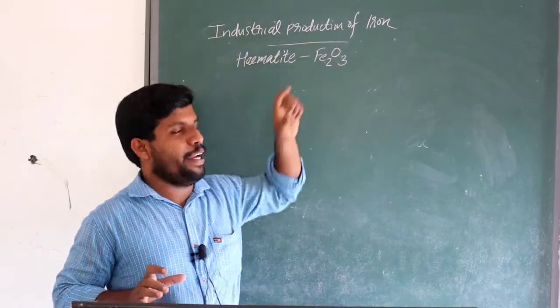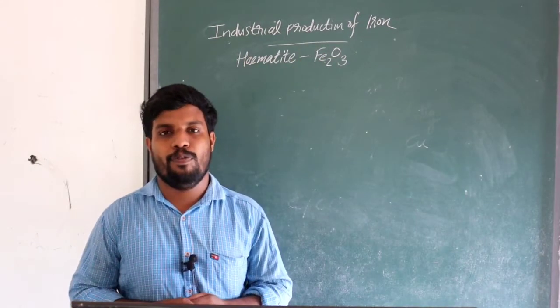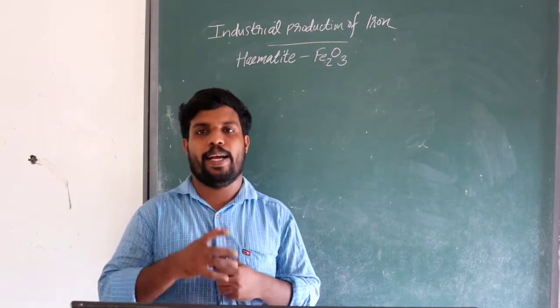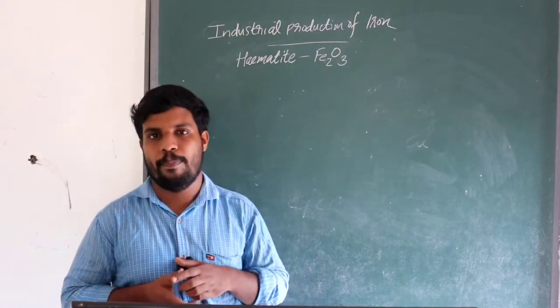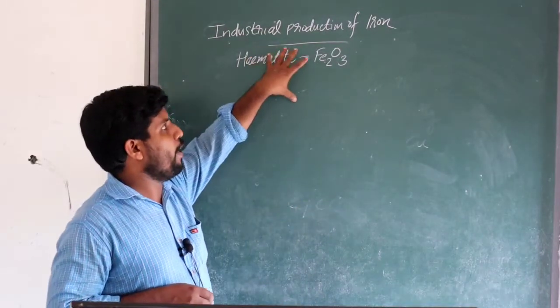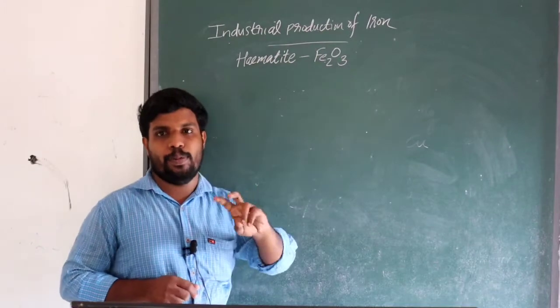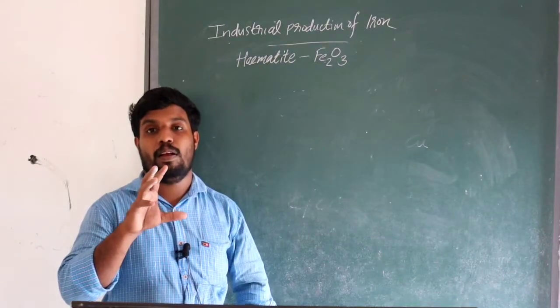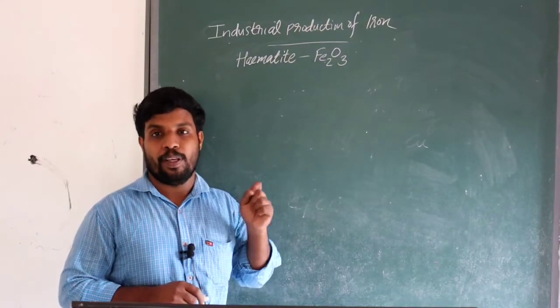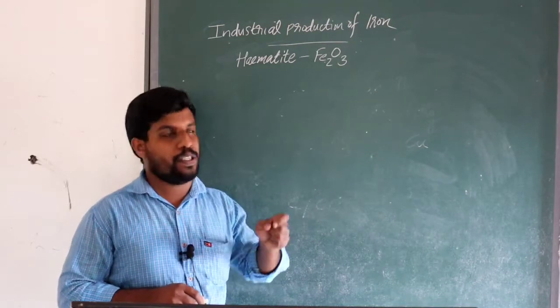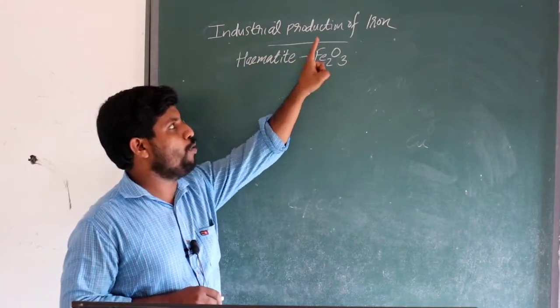Today we are discussing the industrial production of iron. How we can produce iron industrially, that is the topic. So the industrial production of iron and industrial production of aluminum, these are the two main points we want to study here in this chapter. First section is the industrial production of iron.